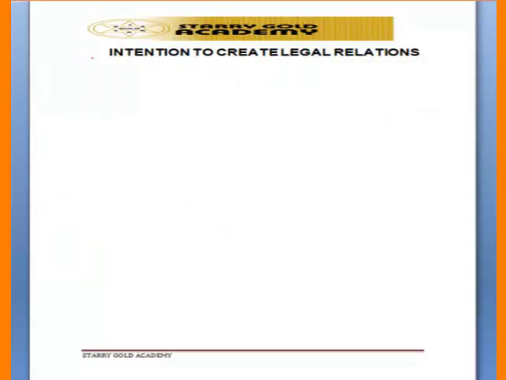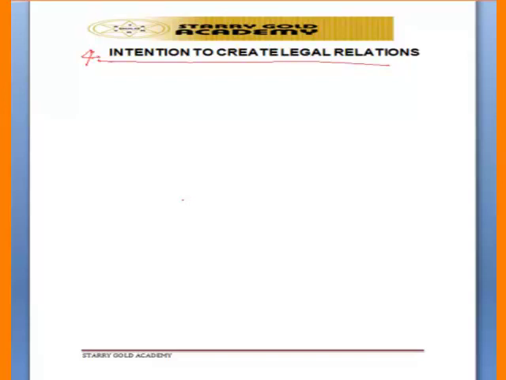Intention to create legal relation. It is also a very important number 4 requirement for the formation of a legal contract. Intention to create legal relation means that where parties are entering into a contract, they always intend to enter into a legal relation.